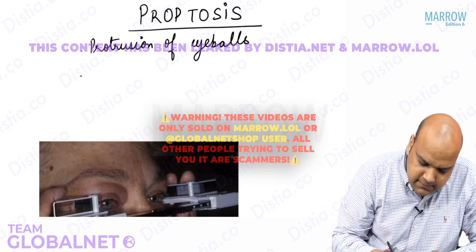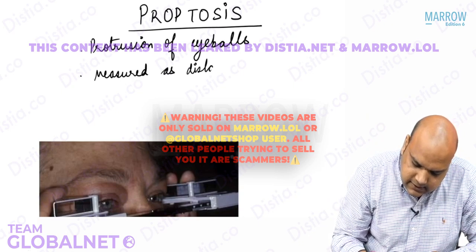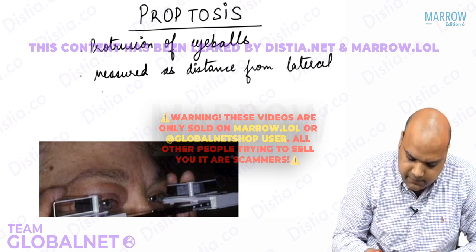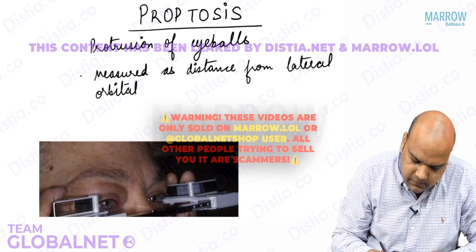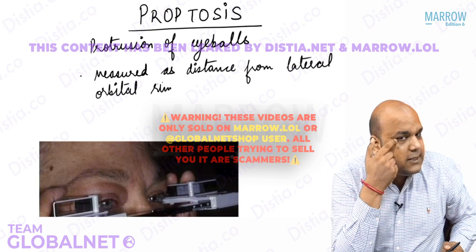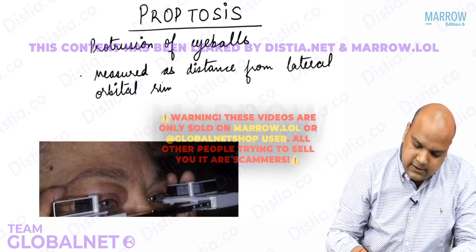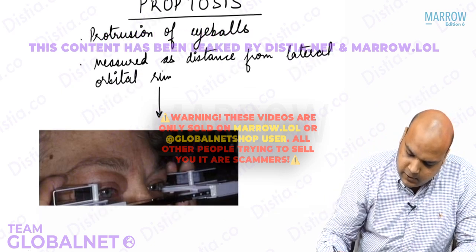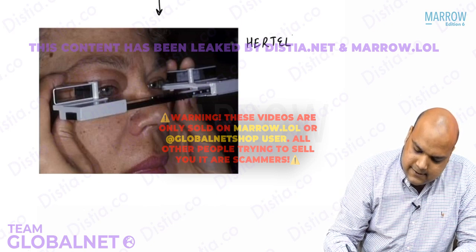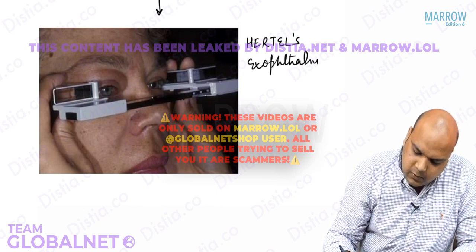Protrusion of the eyeballs is measured as distance from the lateral orbital rim. So everybody, this is my lateral orbital rim. We have to measure the distance between the lateral orbital rim and the anterior most part of the eye. This is done using, you will be able to see the image, everybody, this instrument which is called Hertel's exophthalmometer.